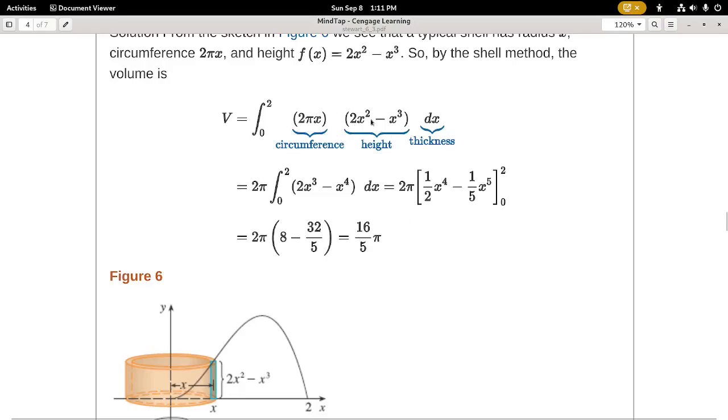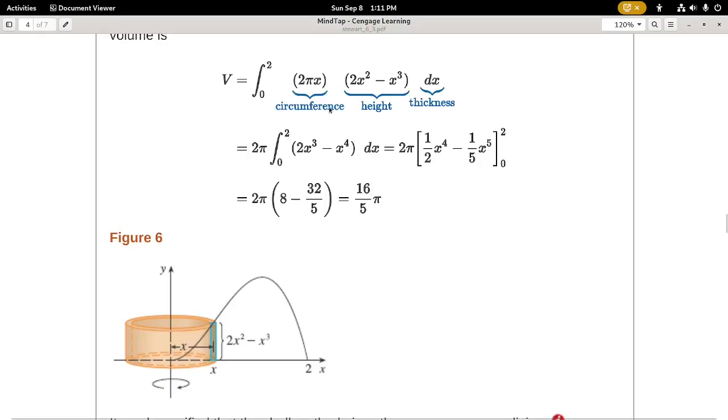It's just a bunch of polynomial terms. We can integrate that stuff. Here are the details. Go back, read on your own, work it through on your own, but the final answer you get is this number here. Who cares? The important idea is getting this set up right here. The only thing you have to remember for shell method is circumference, height, thickness. Circumference, height, thickness.